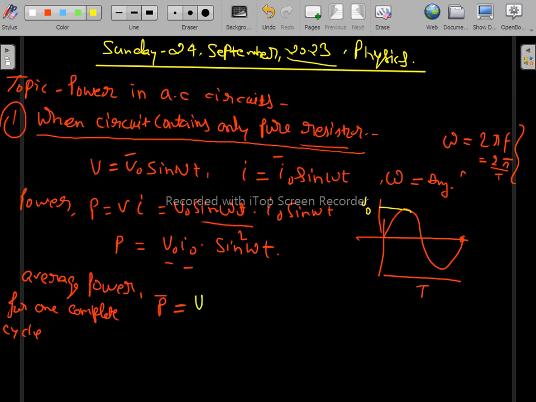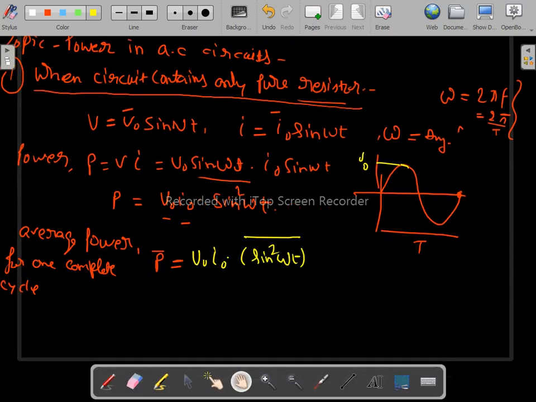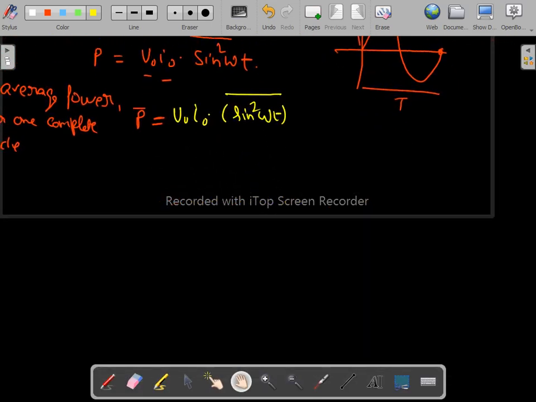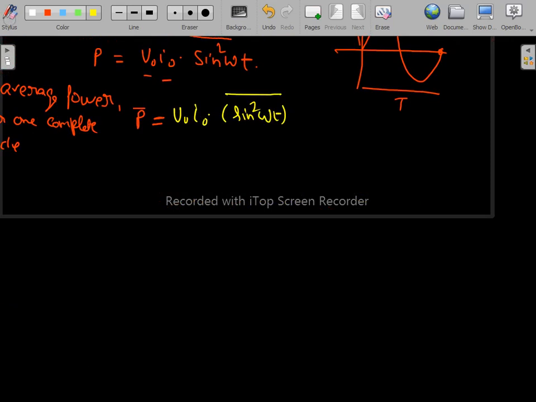It means V naught and I naught will remain the same, and this is sine square of omega t. But we will take the average of this trigonometrical term for one complete cycle. So we can also use directly the average value of sine square omega t, and its average value is 1 by 2 only. What value? 1 by 2. But I want to show you how we got this value.